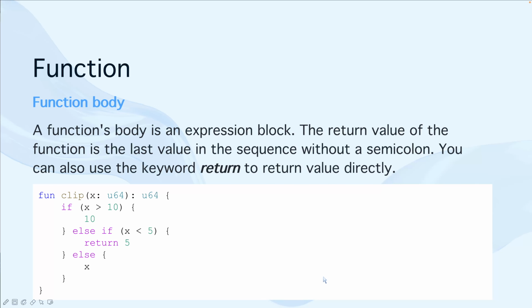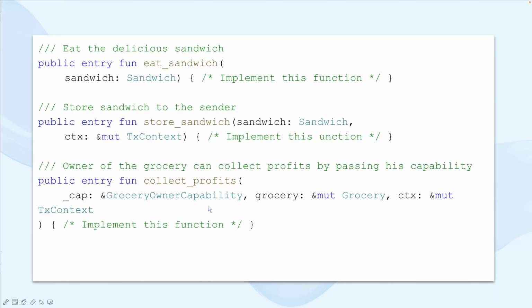You'll also need to implement these functions: eat sandwich, store sandwich, and collect profits. Eat sandwich will consume the sandwich, store sandwich will send the given sandwich to the sender's account, and collect profits will enable the grocery owner to collect profits by passing his capability and transfer all the profits to the owner address.